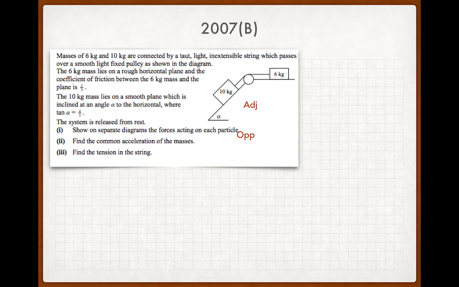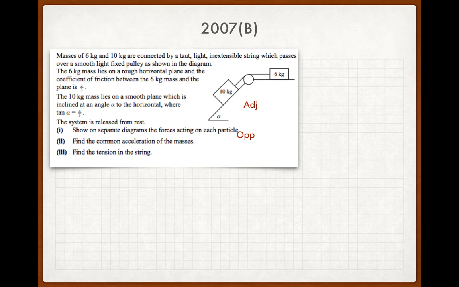So 2007b. I'll interpret it as we go. We have two masses connected by a taut, light, and inextensible string. If it's taut, it means that the acceleration of one will be the same as the acceleration of the other. If it's light, it means we can ignore its mass, or its mass has no effect, so we don't have to apply F equals ma to the string. If it's inextensible, it means it's not behaving like an elastic band or a bungee cord, so if one of them moves, the other one moves with exactly the same velocity all the time. The string can't stretch, and at no time will the two particles be moving at different speeds.